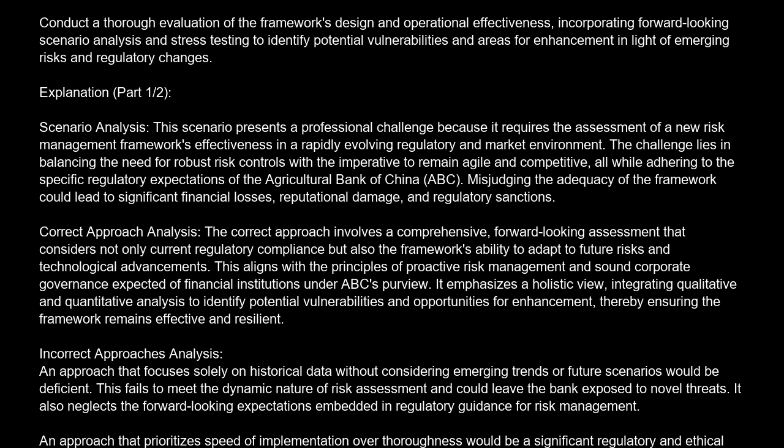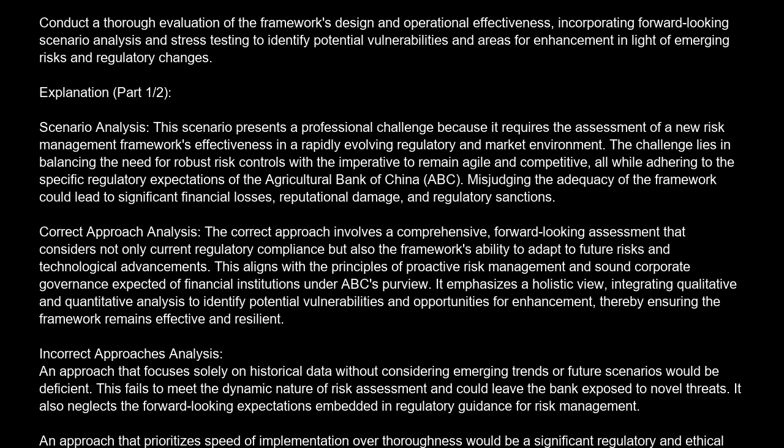Explanation. Scenario analysis. This scenario presents a professional challenge because it requires the assessment of a new risk management framework's effectiveness in a rapidly evolving regulatory and market environment. The challenge lies in balancing the need for robust risk controls with the imperative to remain agile and competitive, all while adhering to the specific regulatory expectations of the Agricultural Bank of China, ABC. Misjudging the adequacy of the framework could lead to significant financial losses, reputational damage, and regulatory sanctions.